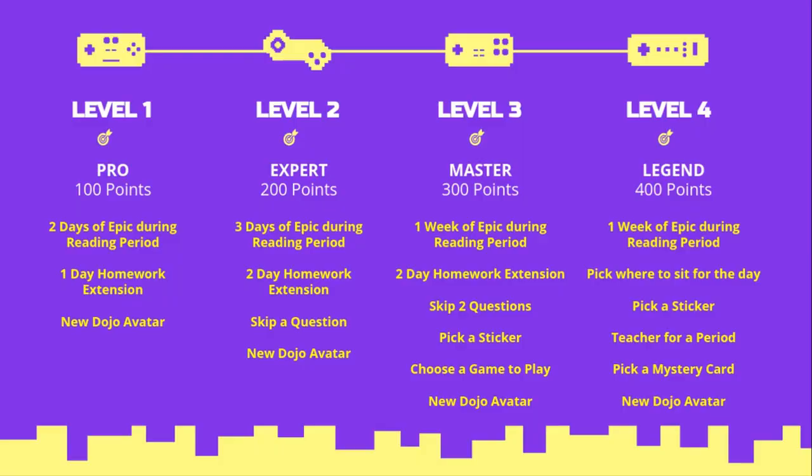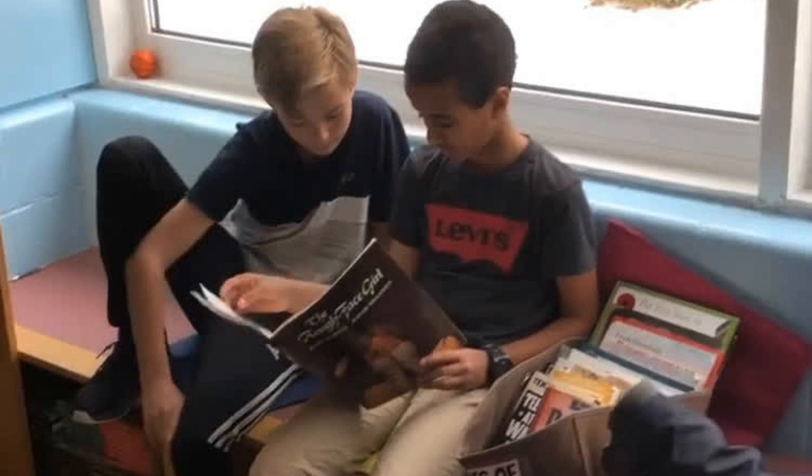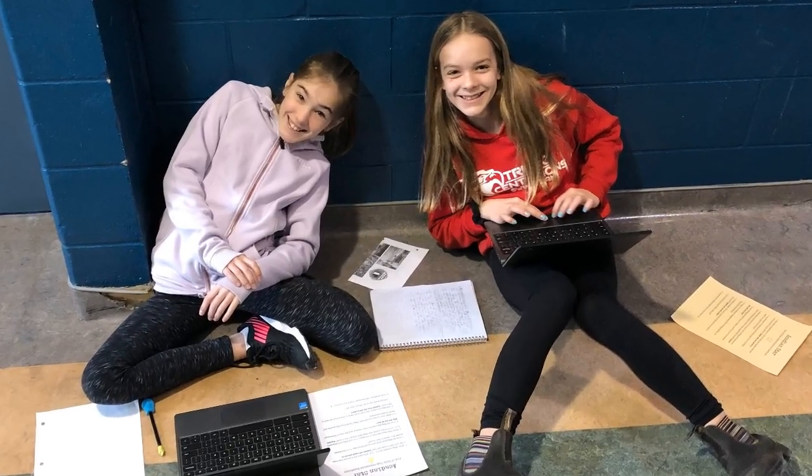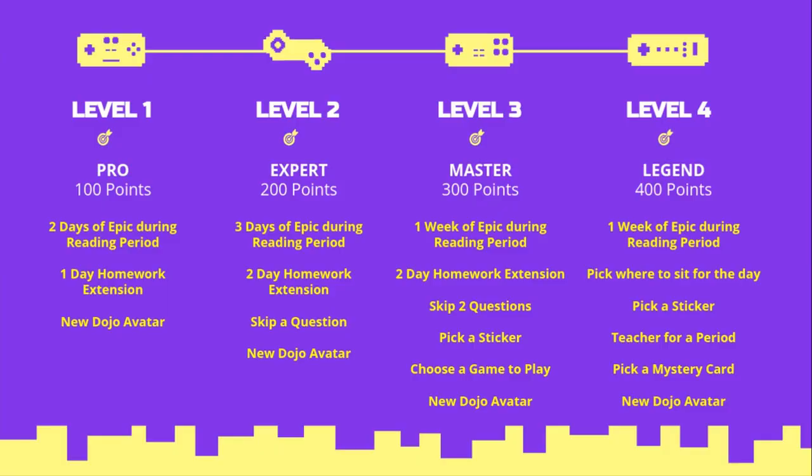400 points, you hit legend status, you get a full week of Epic during reading period. You get to pick where to sit for the day. That could be with your friend, it can be at a certain spot in the classroom, wherever you want. Get another sticker. You get to be teacher for a period, and this is a very popular one with kids who want the responsibility of being a teacher for a period.